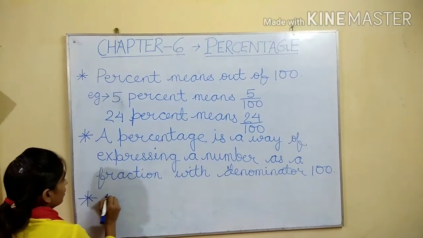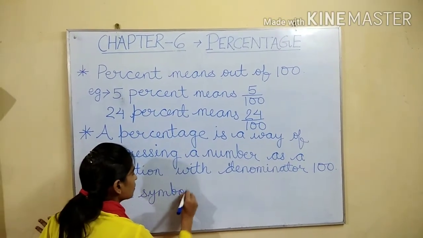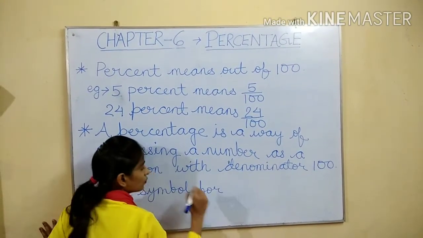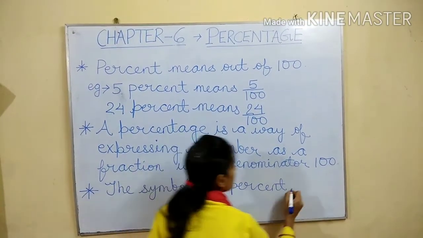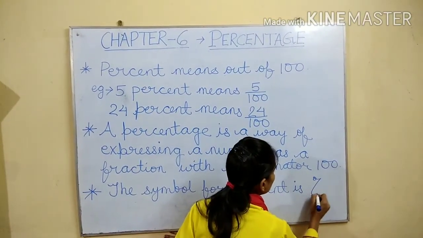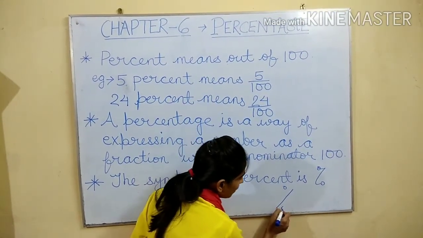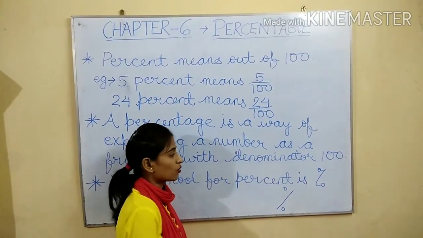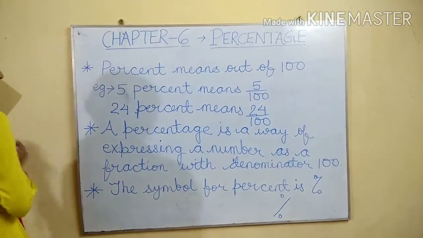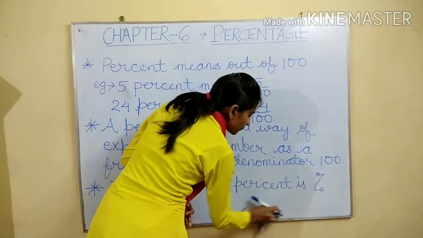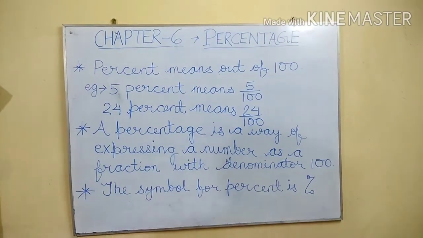Now, the symbol for percent is like this. One slanting line, one dot above and one dot down like this. This one is the sign for percentage. So students, you note down this in your copy and then we will proceed to the next topic.